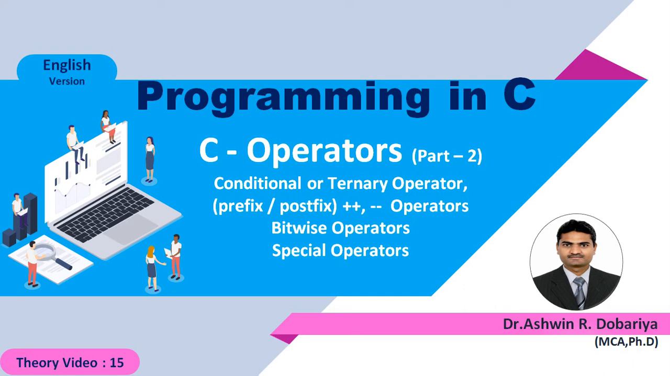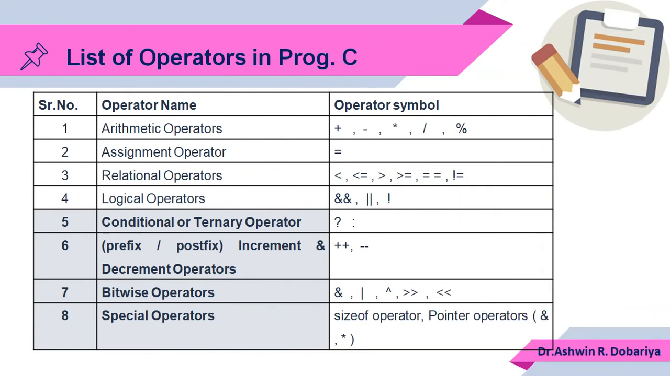I will give you a live demonstration in Turbo C of the different uses of all these operators. So let's see all the remaining operators. In previous part 1 we have seen the arithmetic, assignment, relational, and logical operators. Now in this video we will discuss the conditional or ternary operator, and which is the symbol for that? Question mark and the colon symbol. It is also known as a ternary operator because it requires 3 operands.